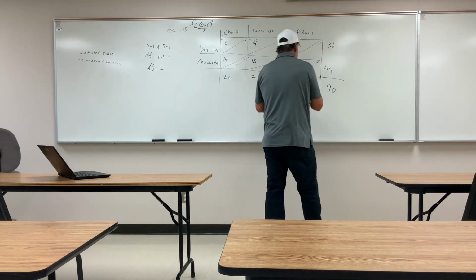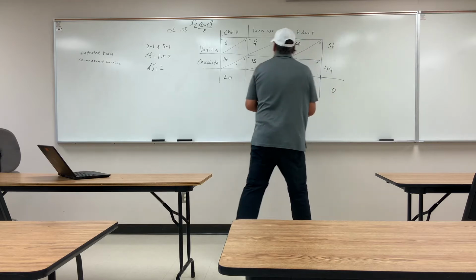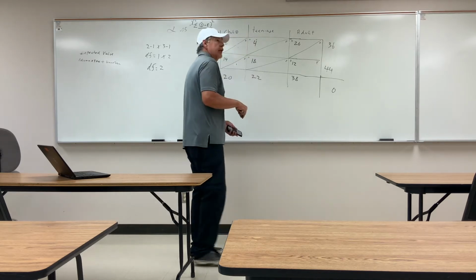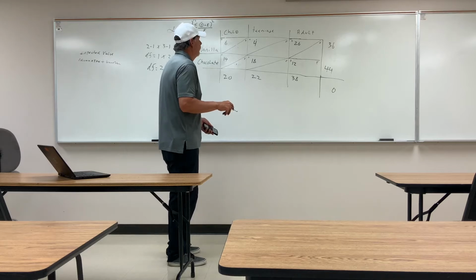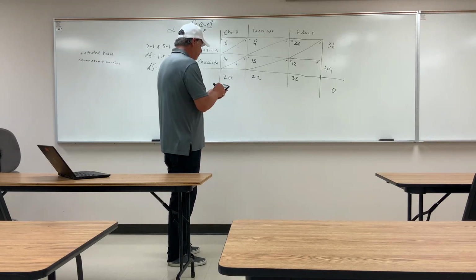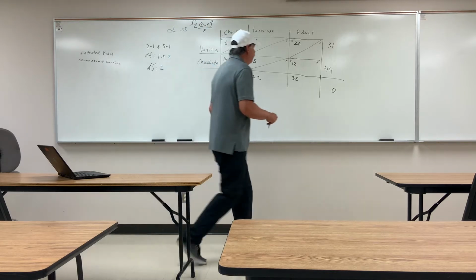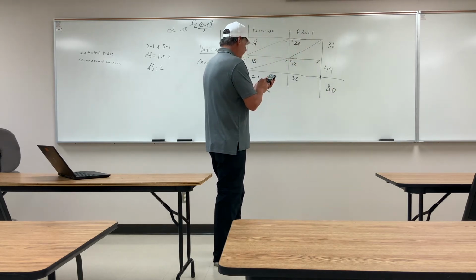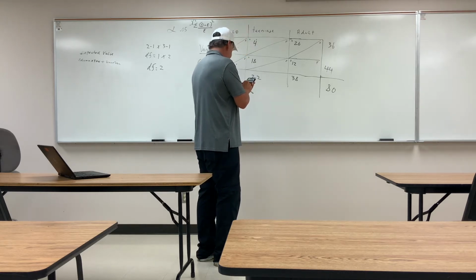36, so let's see if that'll make it right. So let me check these just to make sure. 14 plus 18 plus 12, 44, yeah. That's what happened, that's what I get for trying to do this in my head real fast. So, now it should equal 80. So 36 and 44, that's 80. Yep. And then 20 plus 22 plus 38, 80.